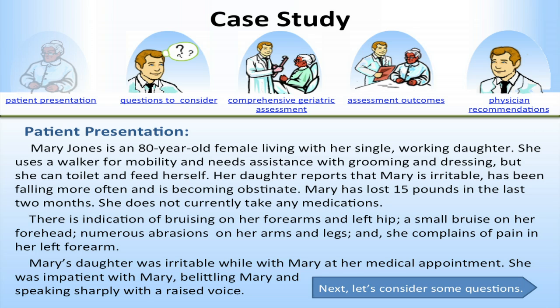There's indication of bruising on her forearms, left hip, a small bruise on her forehead, numerous abrasions on her arms and legs, and she complains of pain in her left forearm. Mary's daughter was irritable. While with Mary at her medical appointment, she was impatient with Mary, belittling Mary, and speaking sharply with a raised voice.